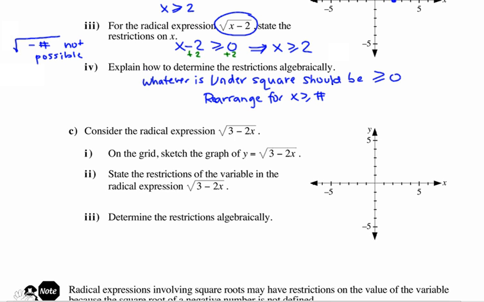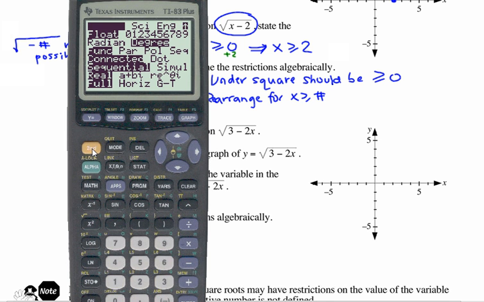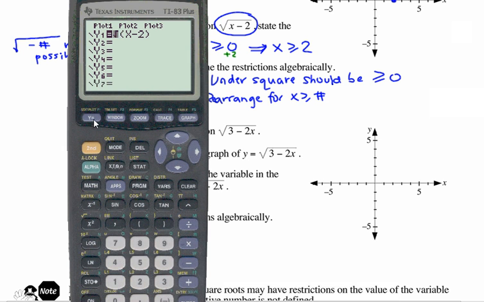Consider the radical expression here. So the square root of 3 minus 2x. Let's grab our graphing calculators, go to Y equals, second square root, 3 minus 2x, and push graph again. So this time it's going in the opposite direction.